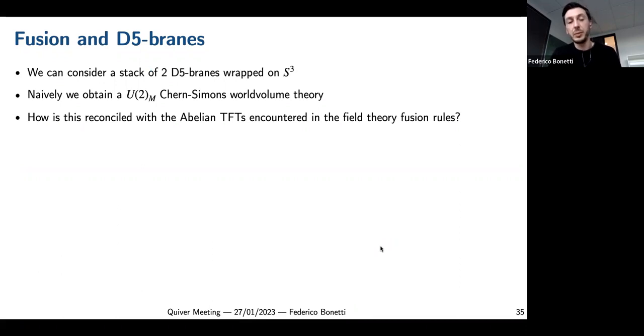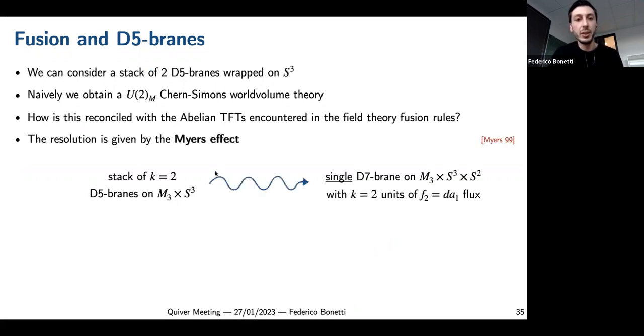A naive expectation would be that we have some sort of non-abelian Chern-Simons worldvolume theory. But that would be complicated because that would not fit well with the field theory expectation, which is all a game of abelian TFT dressings. The resolution of this tension lies in the Myers effect.